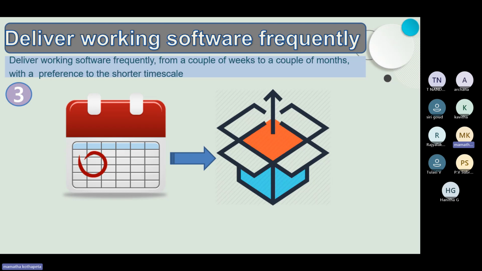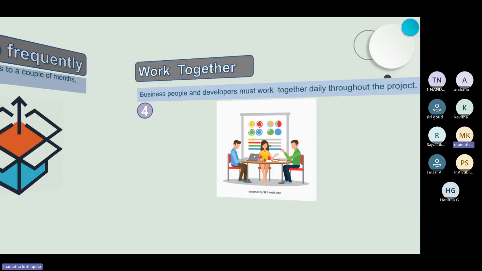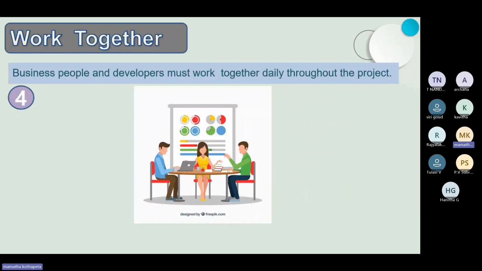Based on the timelines that we decide with the customer, it might be a couple of weeks to a couple of months. That's what the sentence says on the slide. It depends on what the customer prefers, so we will be delivering the software frequently. Another one: Agile always suggests that developers should work together, product owners should work together, and testers should work together. The whole team should work together to deliver this project.